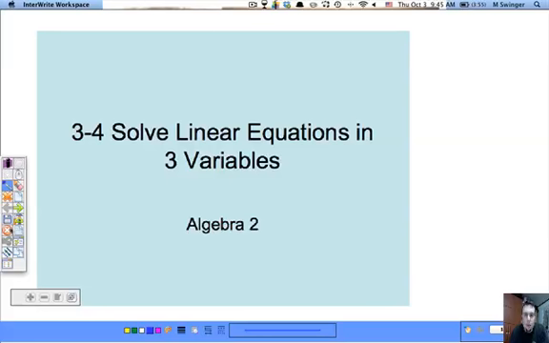Section 4 of Chapter 3. We're going to solve linear equations in 3 variables. So this is a bit more complicated. This actually takes a good amount of time, so please pay attention step by step on what to do here.